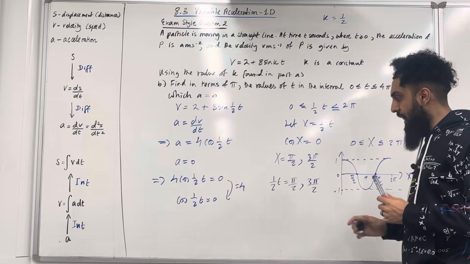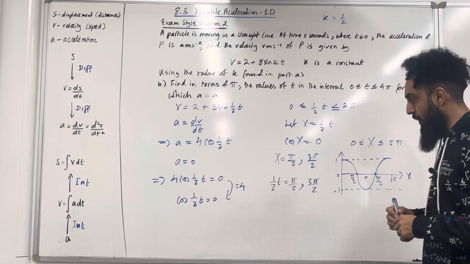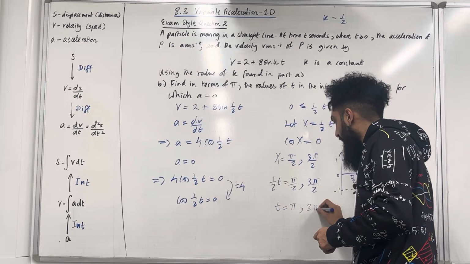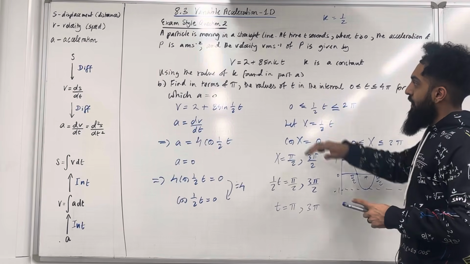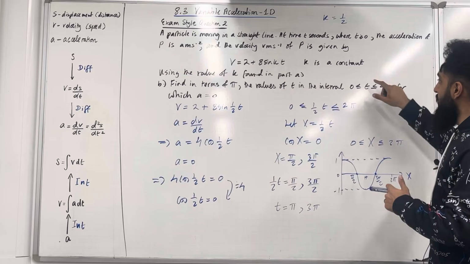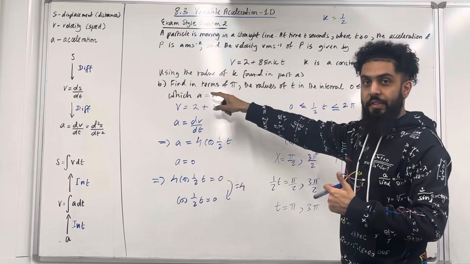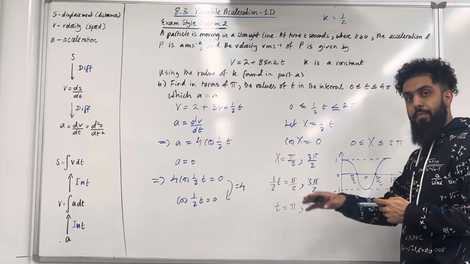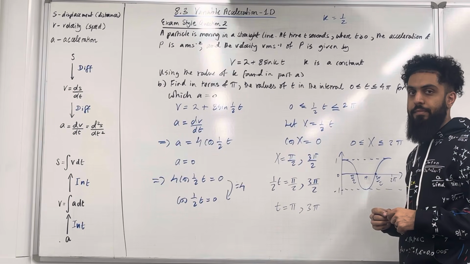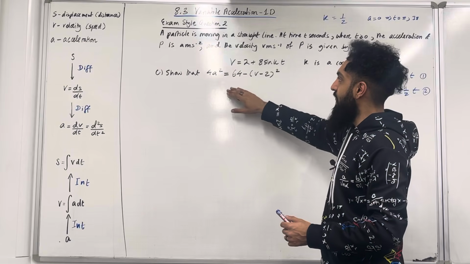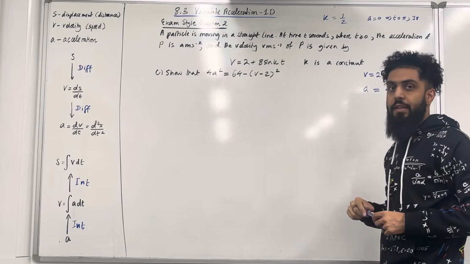We multiply both sides of this equation by 2. We get t equal to pi, 3 pi. So the values of t in the interval t is between 0 and 4 pi inclusive, for which the acceleration is equal to 0, is t is equal to pi and 3 pi. Part C. Show that 4a squared is given by this particular right-hand side.